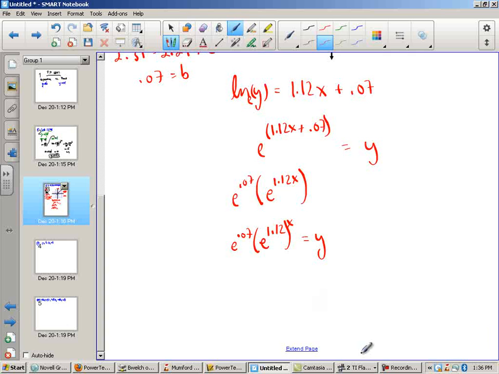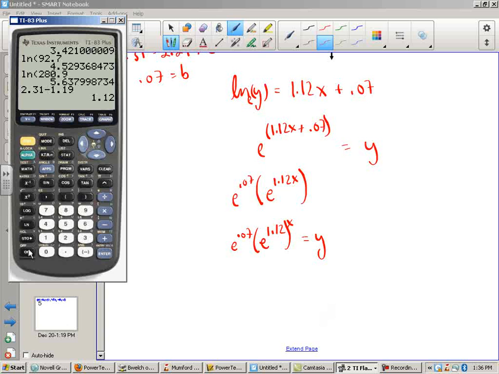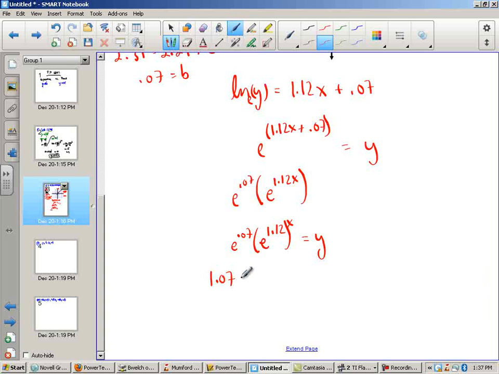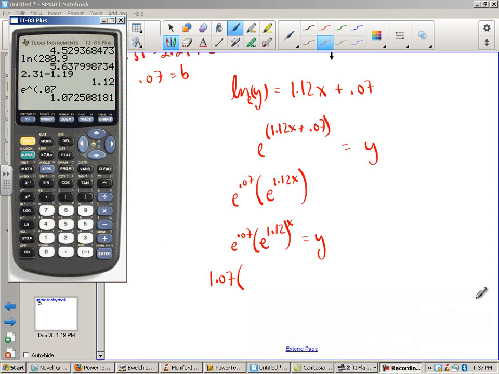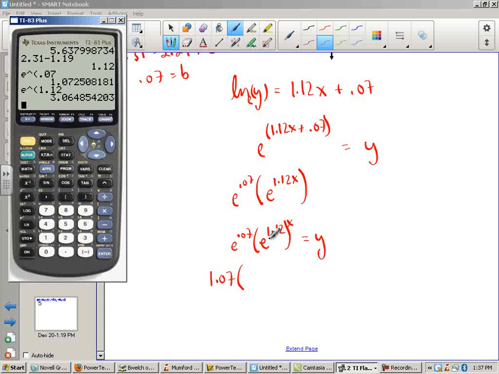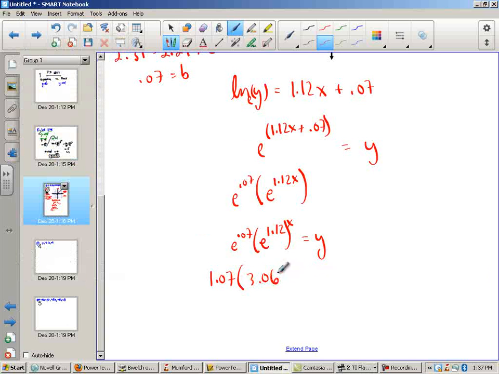So hopefully this equation works out for me. The thing I'd like to still figure out is how to get rid of this decimal if I can. And so what I'm going to do is take e raised to the 0.07 to get 1.07, times next I need to evaluate e to the 1.12. Second, e to the 1.12 is 3.06 to the x. y equals, and there's my equation.